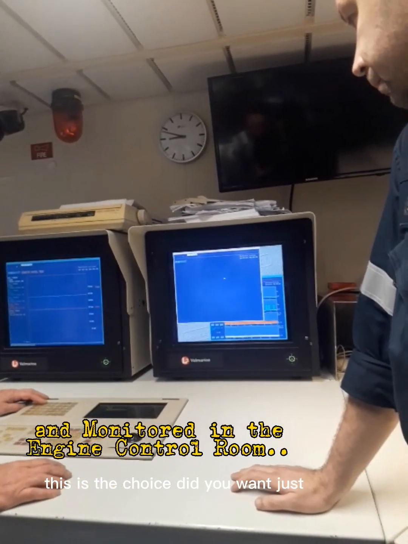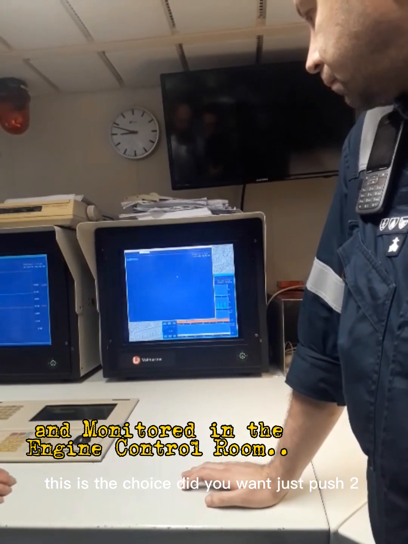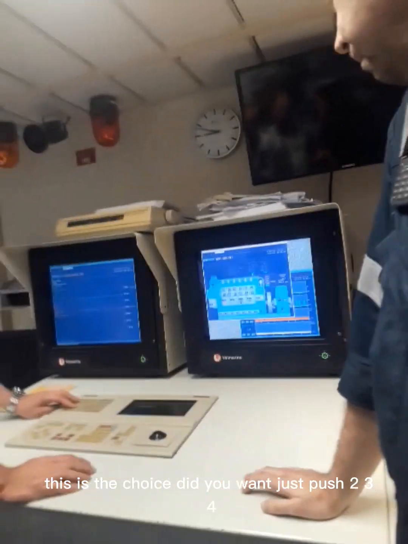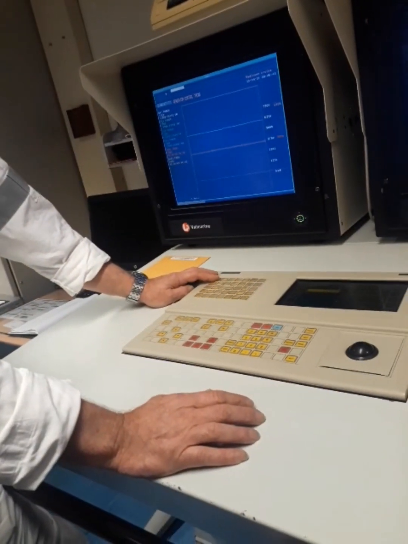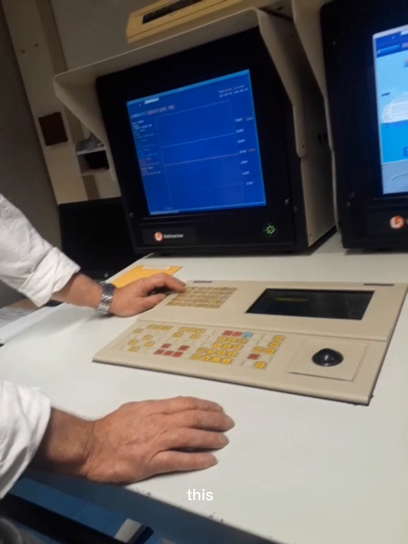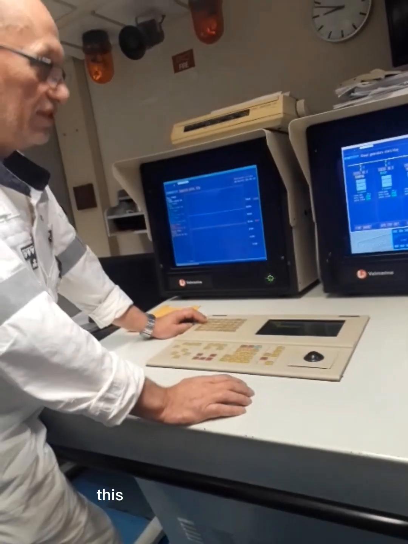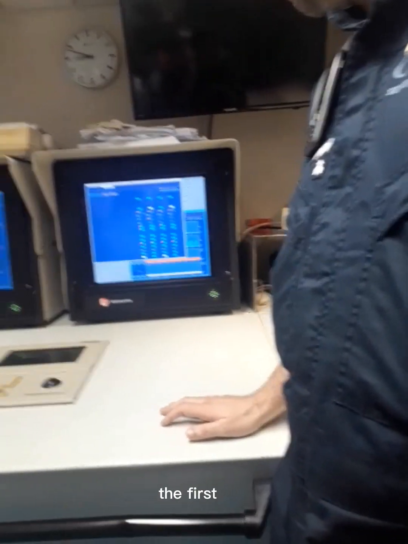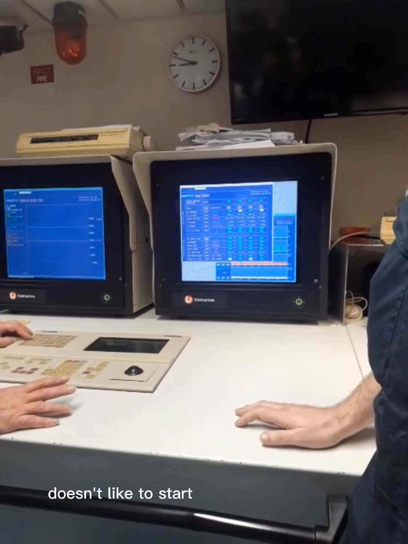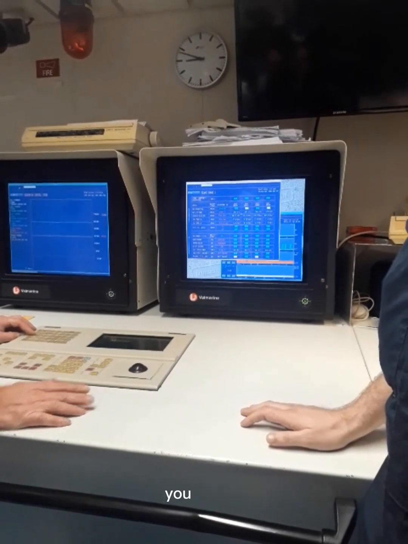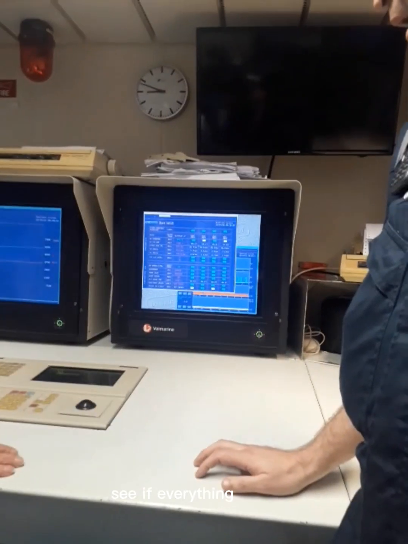DG1, you just push. 2, 3, 4, all right? All the status of the DG. This is if you open. This is the status of the DG. If you would like to check what happened, the first thing when you have a problem with the DG, it doesn't start the diesel generator, you go here. You see if everything is on.